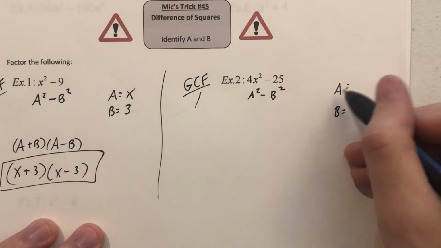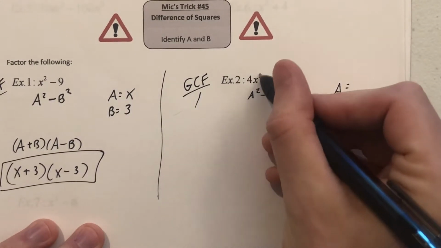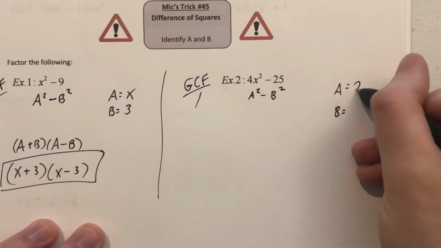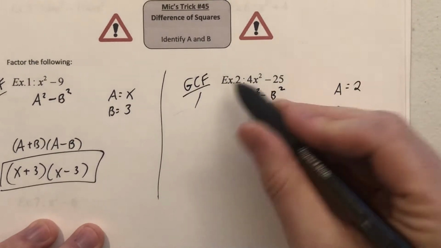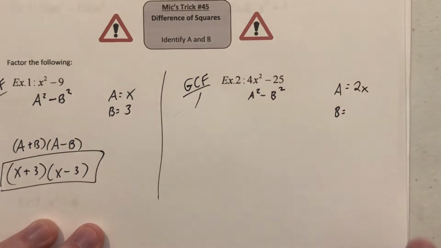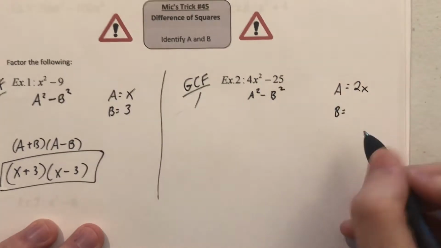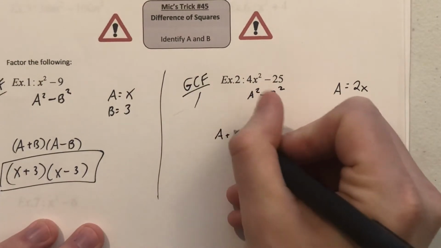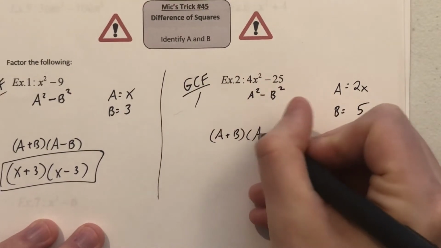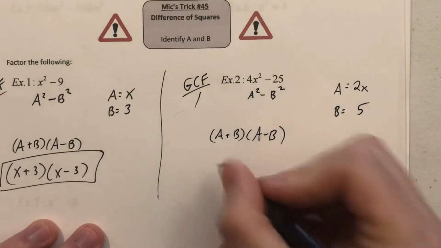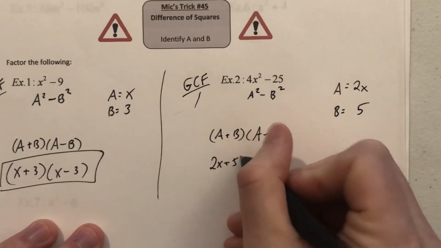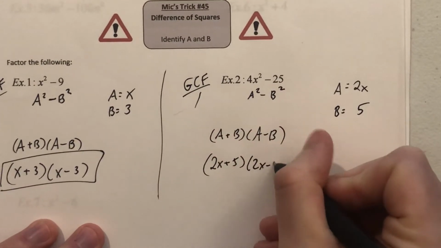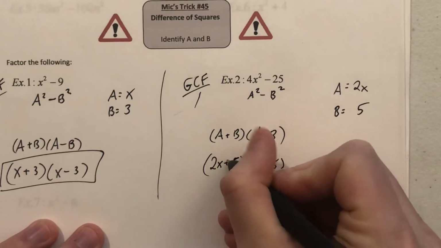What would a be? What would you have to square to get 4x squared? Well, 4 would come from squaring 2, and similar to the last problem, x squared would come from squaring x. 25 would come from squaring 5, and so, again, our formula, a plus b, a minus b, with that a and b: 2x plus 5 times 2x minus 5.